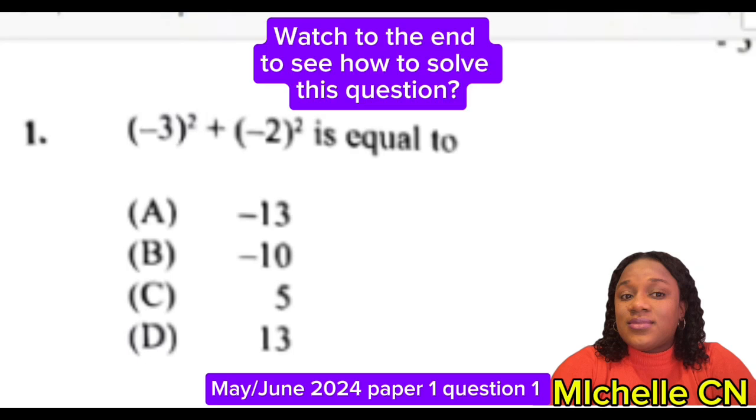May, June 2024, Mathematics Paper 1. So, question 1 states you have open brackets negative 3 to the power of 2 plus open brackets negative 2 to the power of 2 is equal to. So, how are we going to find the answer for that?